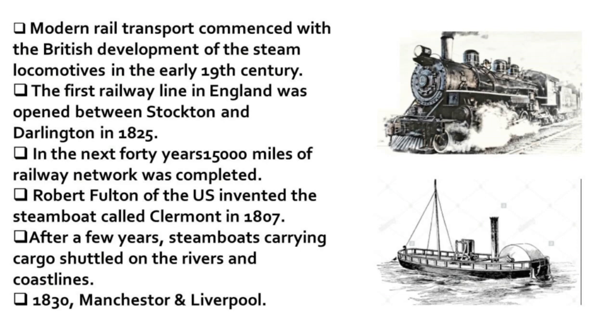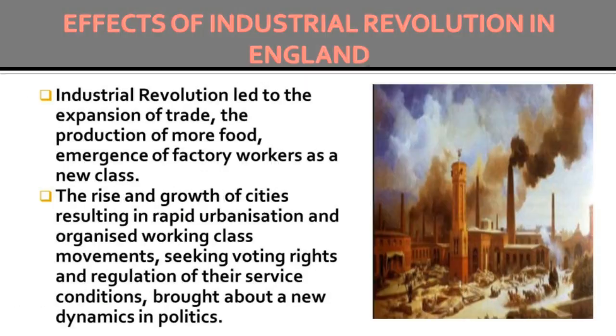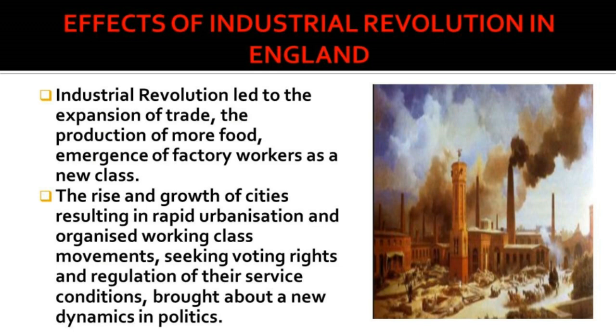Robert Fulton of the US invented the steamboat called Clermont in 1807 that sailed from New York to Albany, covering 150 miles. After a few years, steamboats carrying cargo shuttled down the rivers and coastlines. By 1830, the 40 miles between Manchester and Liverpool could be covered in an hour and a half.